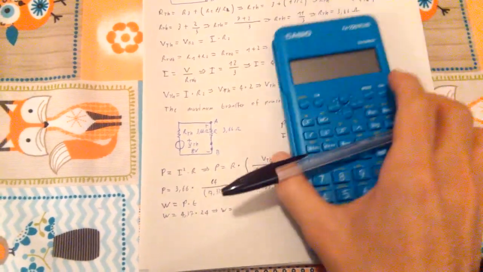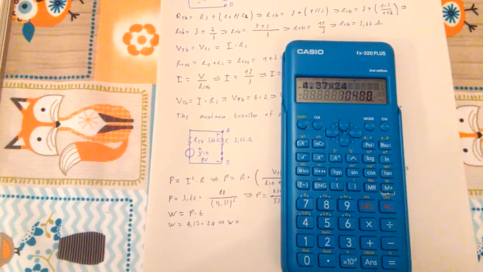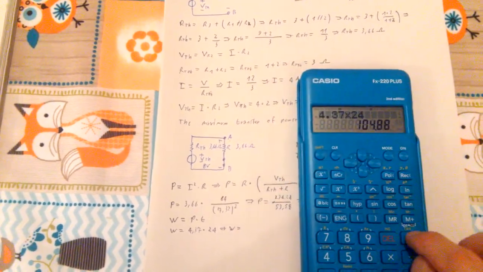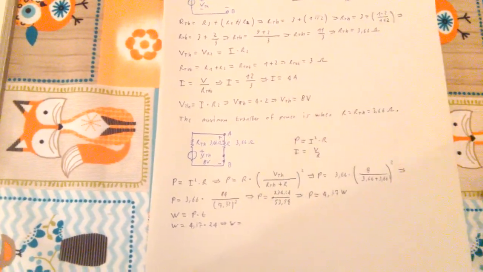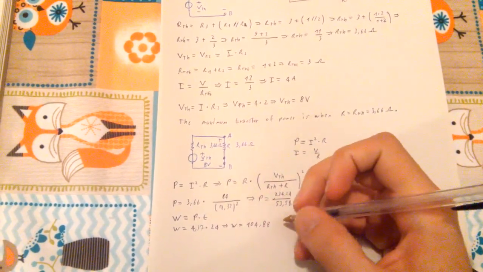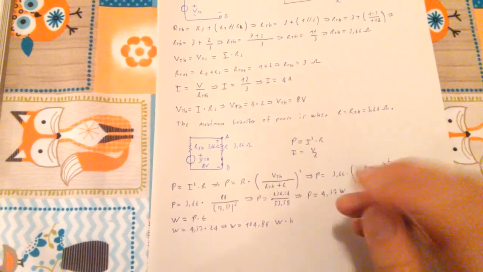Well, 4.37 times 24 is 104.88. So we have 104.88 watts per hour.